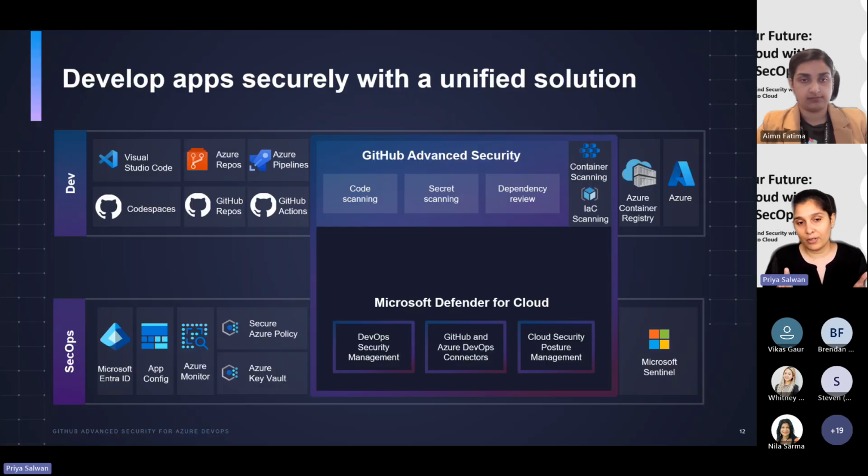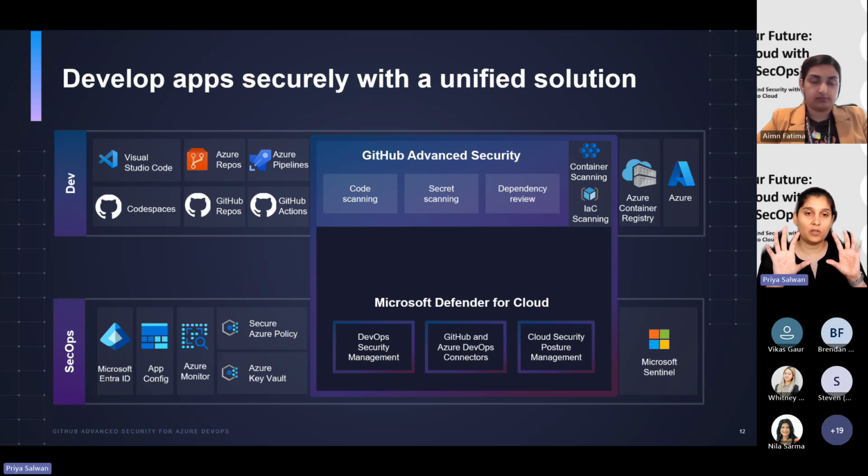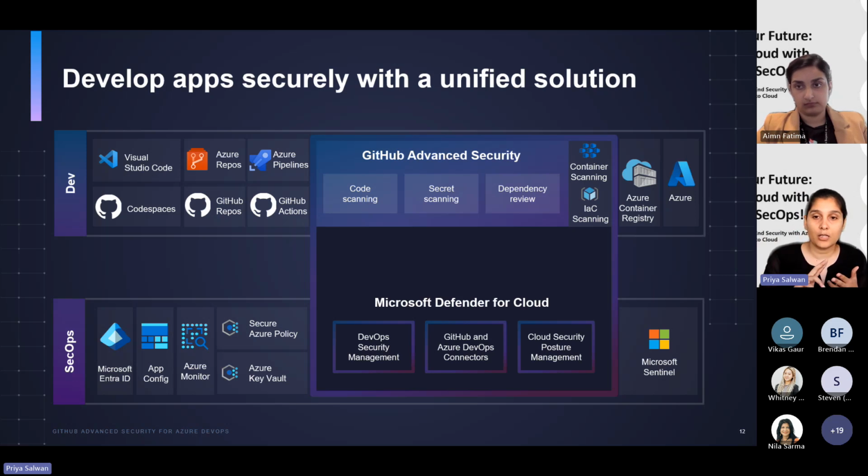Now, one of my favorite slides, which encompasses and puts forward this message as strongly as possible, is how GitHub and Microsoft offer a unified ecosystem right from code to cloud. Microsoft has an end-to-end platform, whether it's about development or incorporating security from the onset. Whether we are looking at it from the lens of dev, as you can see in the above diagram, or from the lens of SecOps, which is the below part.